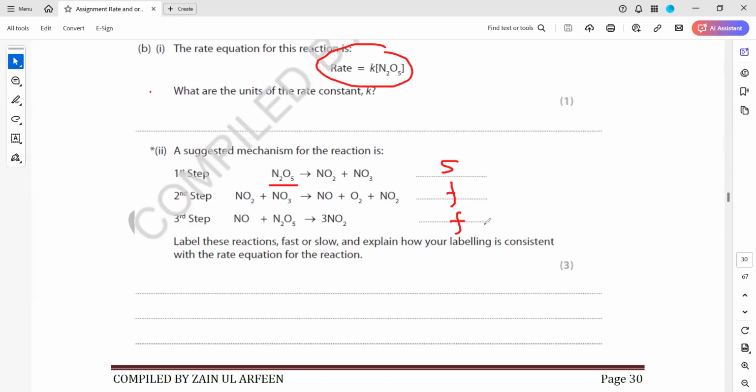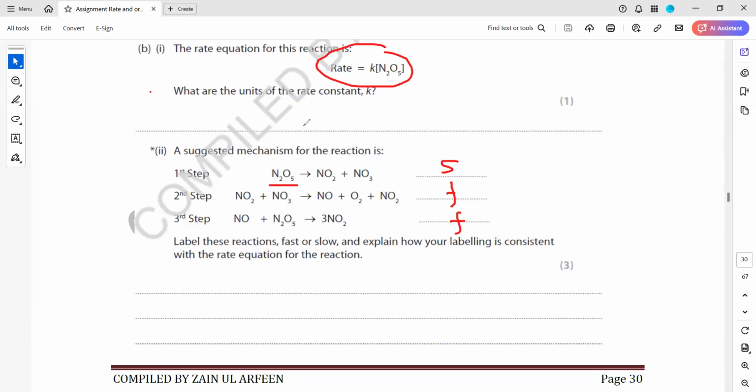Okay. And you will mention the points. You will list the points, for example: according to the rate equation, the rate is directly proportional to the concentration of N2O5, and the rate equation always involves the reagent which affects the rate, and this is always the slowest step. So the slowest step is always the rate determining step.